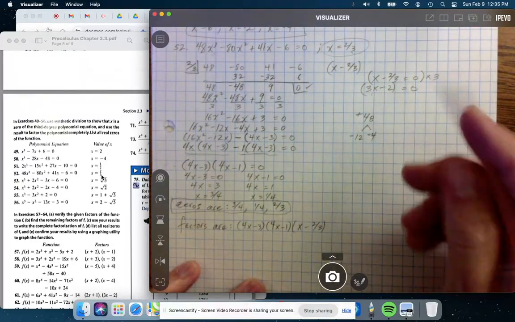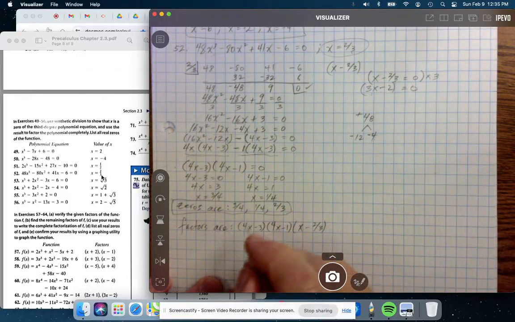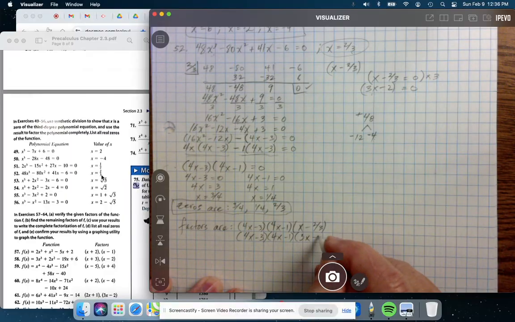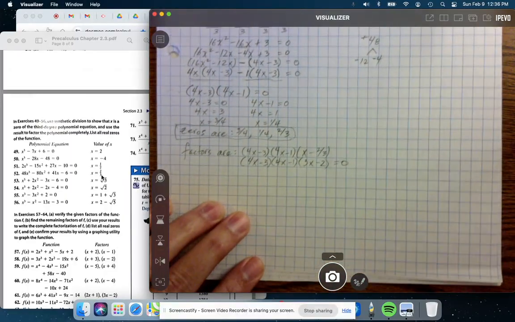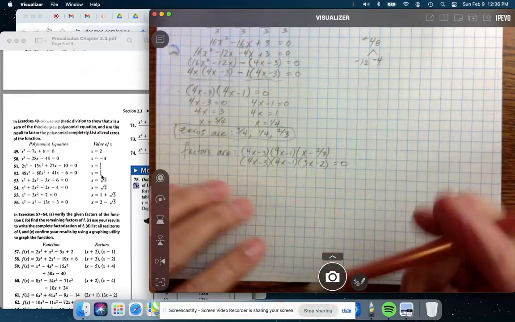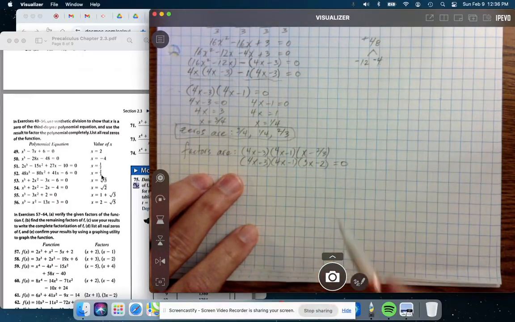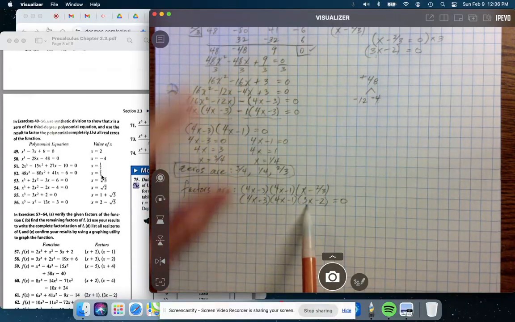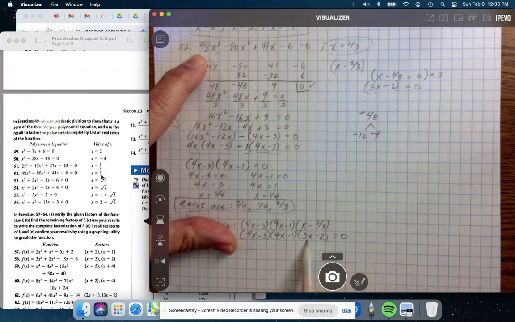So I'm going to erase this. I'll just rewrite it. 4x minus 3, 4x minus 1, and 3x minus 2 are your three factors. You could set that equal to 0 if you want or not. Now, when you multiply 4 times 4 is 16, times 3, you do get that 48, which is what you had originally.